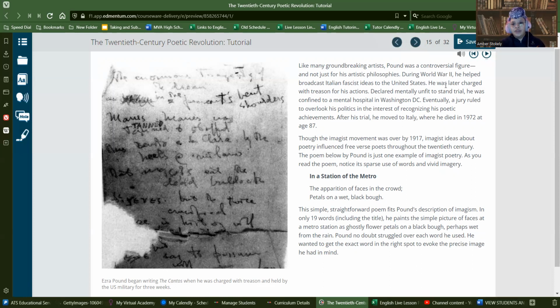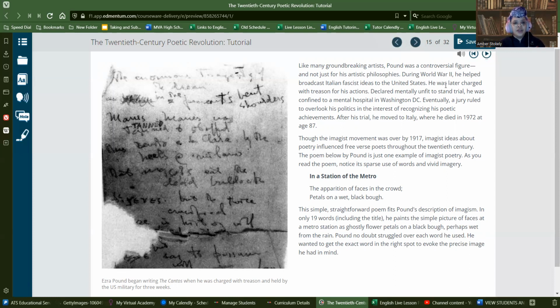And then at the end, they tell you that even though the Imagist movement was over by 1917, Imagist ideas about poetry influenced free verse poets. So basically, the idea of taking that crisp, clear picture and putting it into words, even though it wasn't super popular after 1917 and the movement was over, influenced other poets through the 1900s.